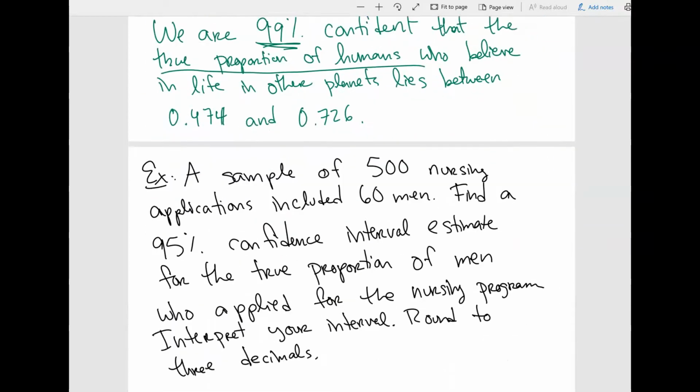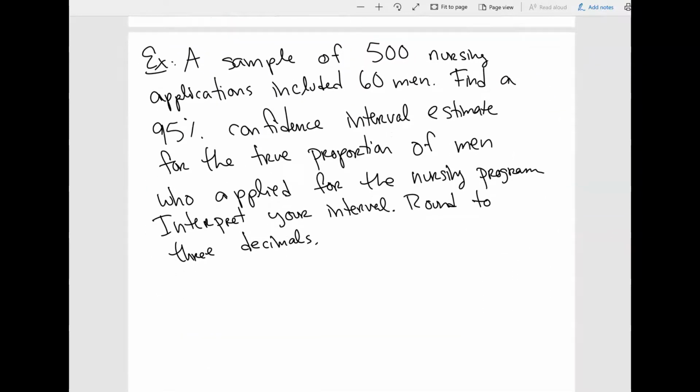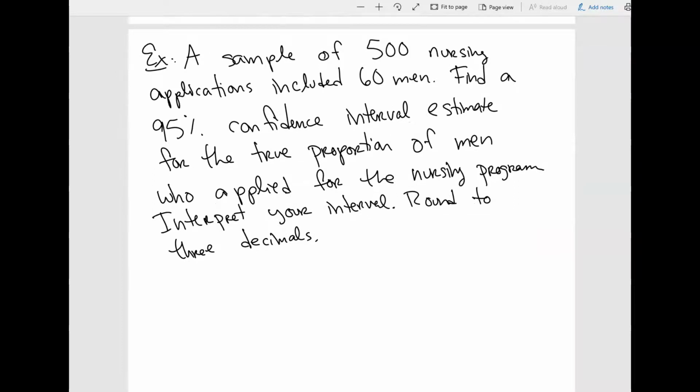Okay, now let's do this last problem. A sample of 500 nursing applications included 60 men. Find a 95% confidence interval estimate for the true proportion of men who applied for the nursing program, interpret your interval, and round to 3 decimal places. Okay, let's go ahead and start.